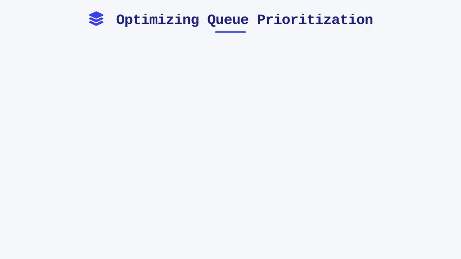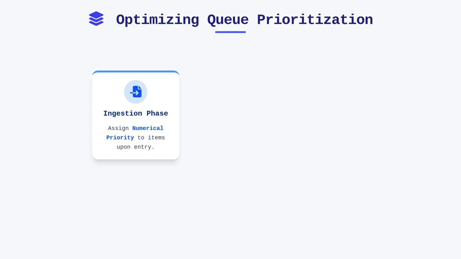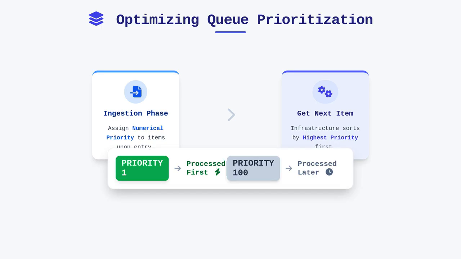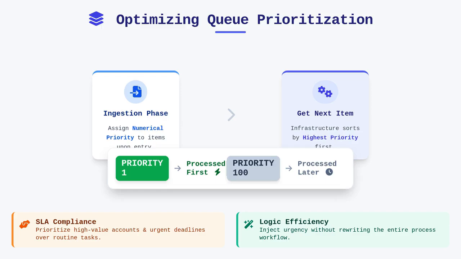Service-level agreements often mandate that specific transactions, perhaps those involving high-value accounts or urgent compliance deadlines, must be processed ahead of routine tasks. Blue Prism handles this by allowing developers to assign a numerical priority to work queue items during the initial ingestion phase. When a process calls the Get Next item action, the underlying infrastructure automatically selects the work item with the highest priority value, provided that the item's status is pending and it has not been deferred. This numerical sorting means that a priority value of 1 will be addressed before a value of 100, effectively allowing you to inject urgency into your batch processing without rewriting your entire logic flow.